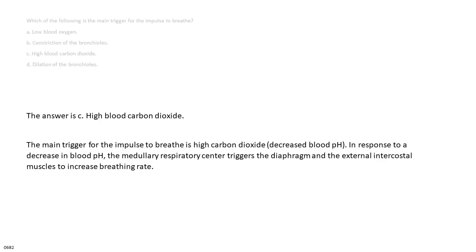The answer is C. High blood carbon dioxide. The main trigger for the impulse to breathe is high carbon dioxide, decreased blood pH. In response to a decrease in blood pH, the medullary respiratory center triggers the diaphragm and the external intercostal muscles to increase breathing rate.